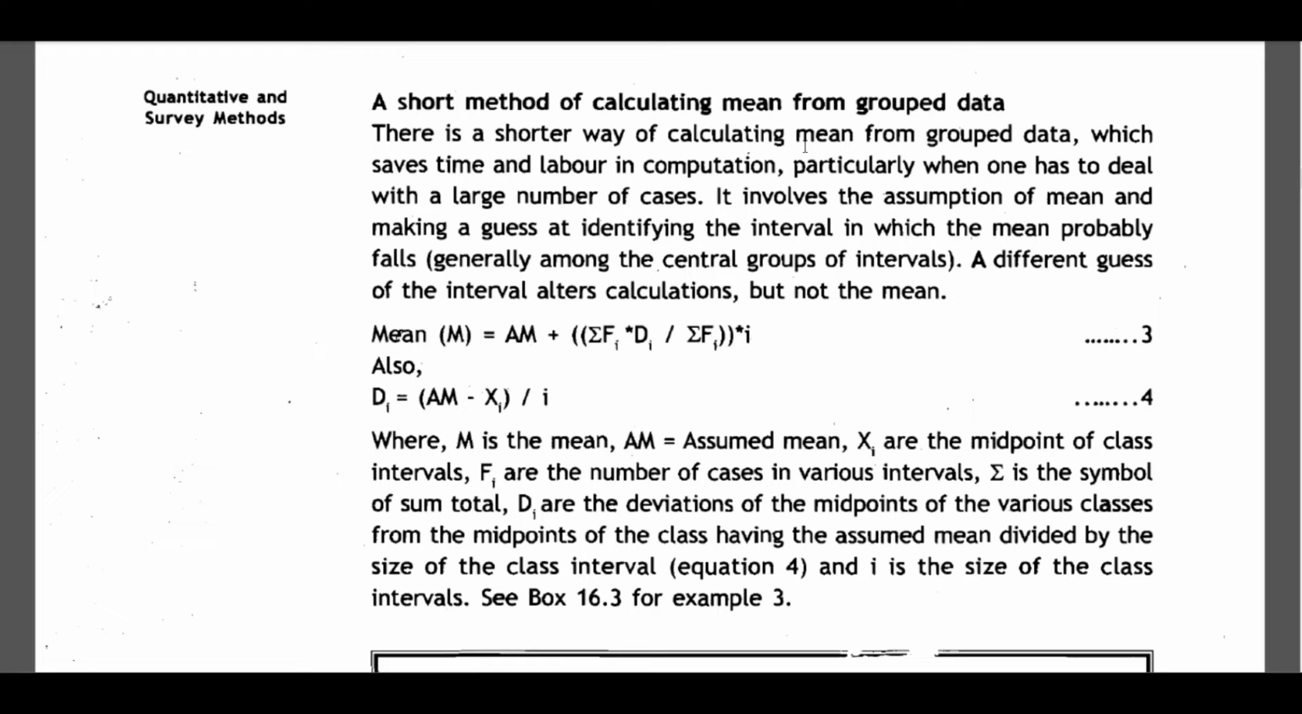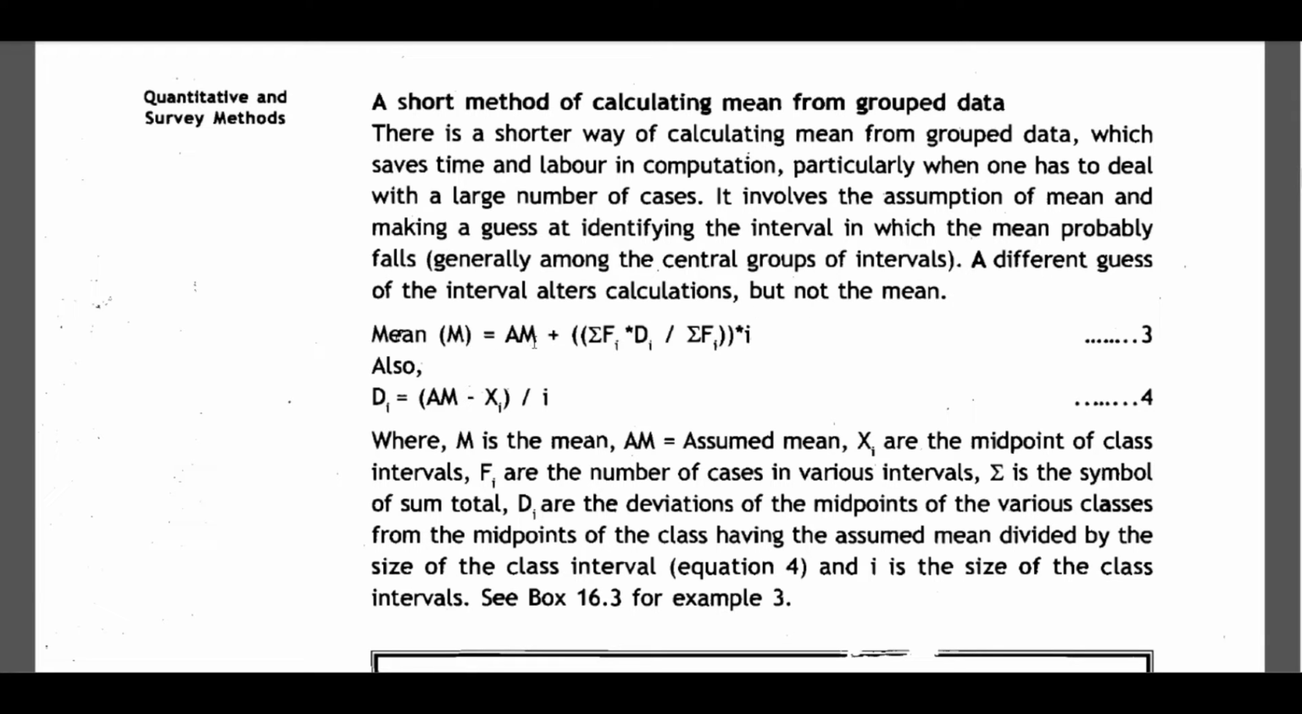There is a shorter way of calculating mean from grouped data which saves time and labor in computation, particularly when one has to deal with a large number of cases. It involves assuming a mean and making a guess at identifying the interval in which the mean probably falls, generally among the central groups of intervals. A different guess of these intervals alters the calculation but not the mean.